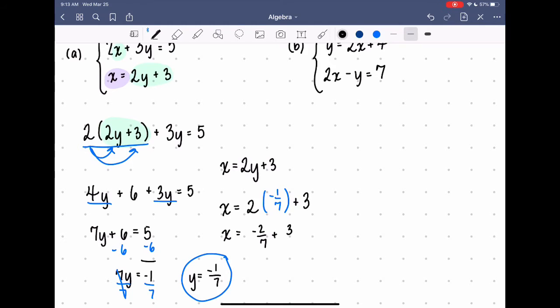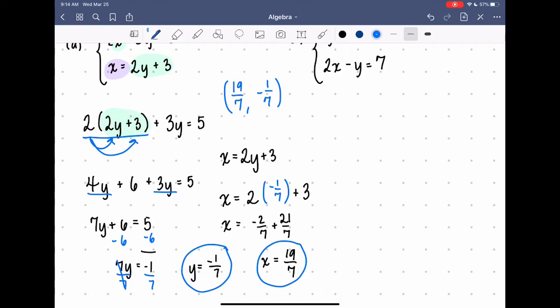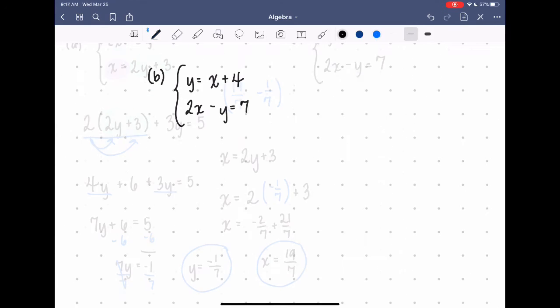and I'm going to have to make a common denominator here. So let's make that 21 over 7, which would make x equal 19/7. And those would be my two values, and I could write that as an ordered pair and make that 19/7 comma negative 1/7. And that would be my final answer.